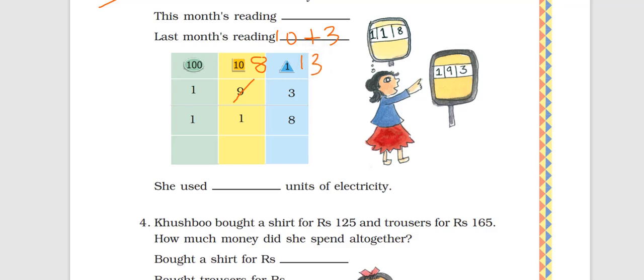13 minus 8, we can count 9, 10, 11, 12, 13 gives me 5. And we have 8 tens now, minus 1 ten, that gives me 7 tens. 1 minus 1 is 0 in the hundreds place. So we have, she used 75 units of electricity.